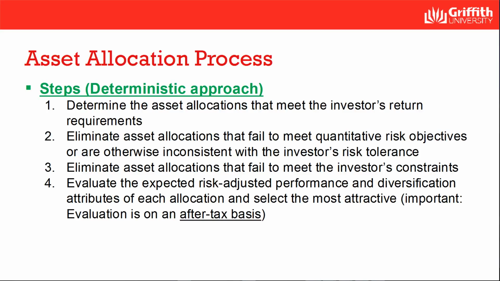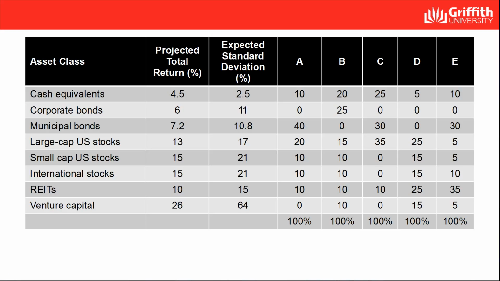Third, eliminate asset allocations that fail to meet the investor's constraints. And fourth, evaluate the expected risk-adjusted performance and diversification attributes of each allocation and select the most attractive. It's important that this evaluation is on an after-tax basis.